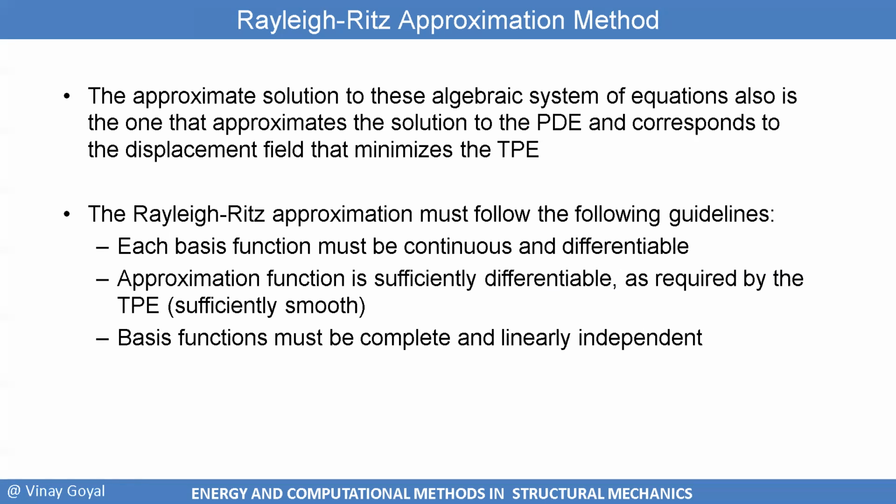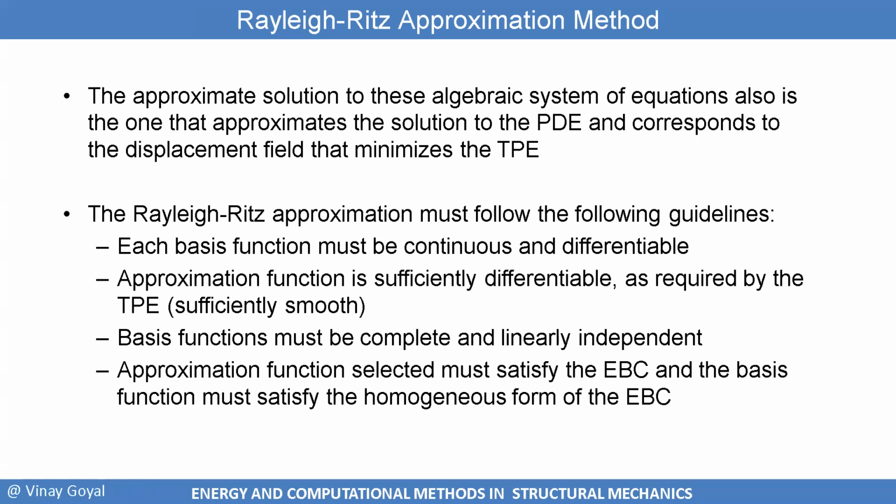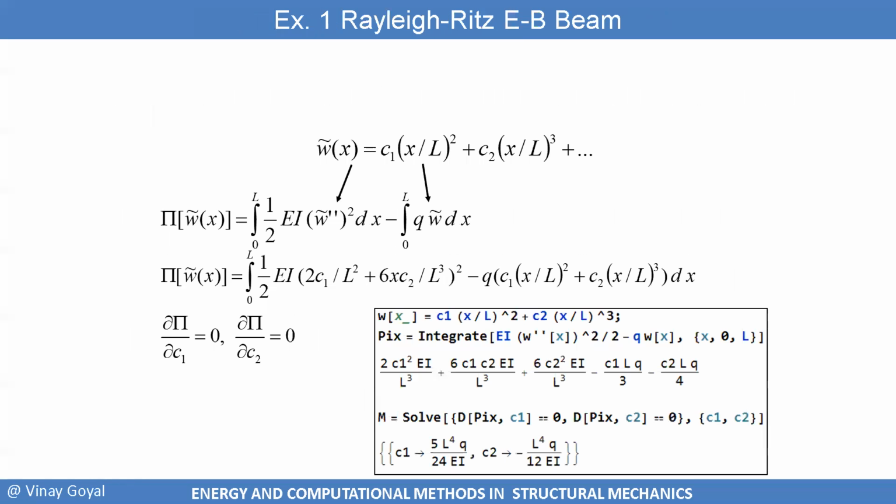The basis functions have to be complete and linearly independent. And the approximate function you select, listen to me, has to satisfy the essential boundary condition. That's a very important idea that needs to be really considered. Okay, you have to keep that in mind.